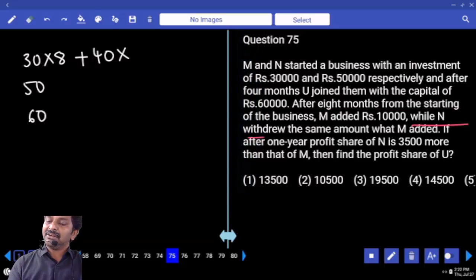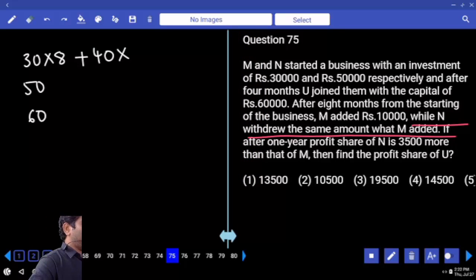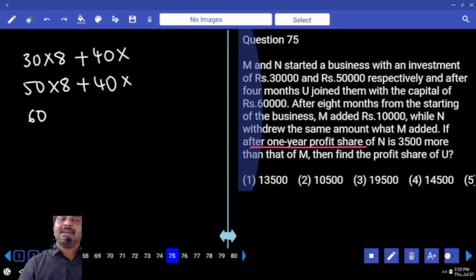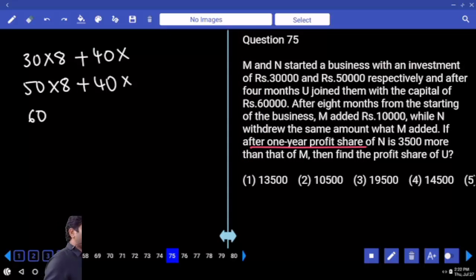While N withdraws the same amount that M added. How much did M add? 10. Then N is also withdrawing 10,000. Then initial investment is there for 8 months. Then it becomes 40 into. If after 1 year, profit share of N is 3,500 more than that of M. So now you know that business happened for 1 year. M and N already 8 months over, remaining 4 months. You joined after 4 months.